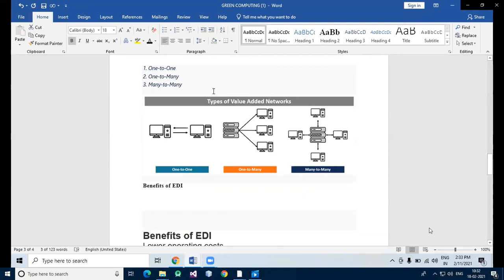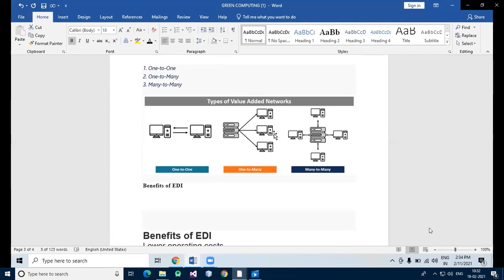And in one-to-many, a single business is connecting to multiple other businesses. You can see here a single business connected to multiple other businesses. Example: a major retailer is connected to each different supplier. A retailer is connected to different suppliers, you know very well. So this is the example. Then many-to-many: here, multiple businesses connect to one another. This is the most common type of network used in the financial market, since there are many market participants connected to each other via a single venue.